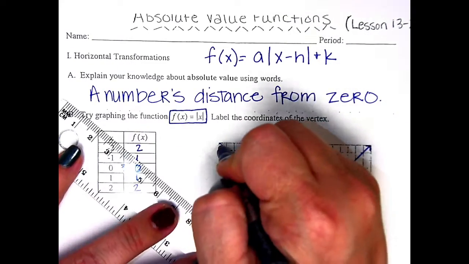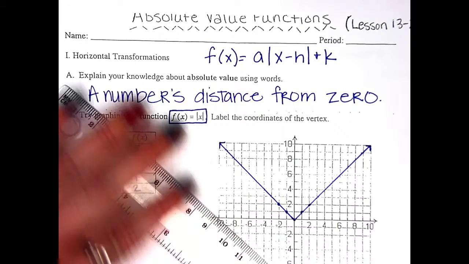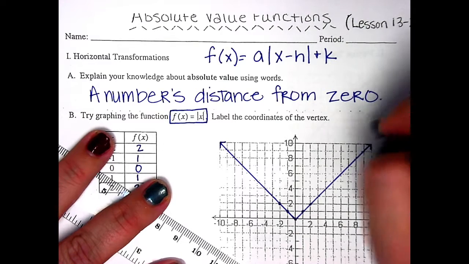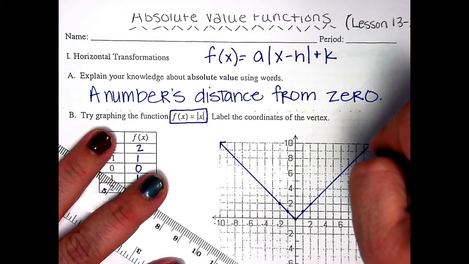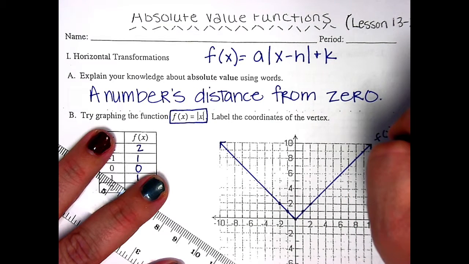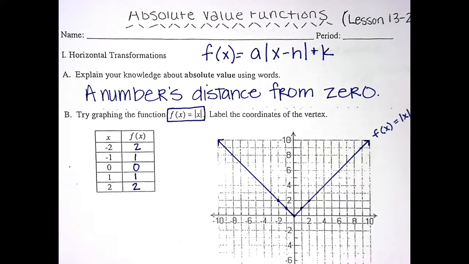When you're doing these, you're going to want to have a nice pen, like sharp pens or very sharp pencils. And we need colors today because we're going to graph many graphs on the same coordinate plane. So I'm going to label this f of x equals the absolute value of x.